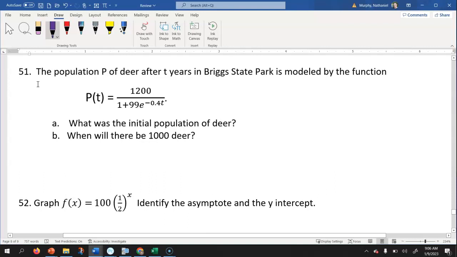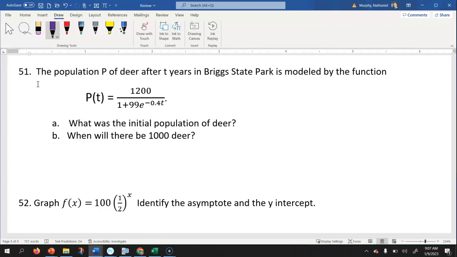All right, so for this one, we're going to look for the initial population of deer. The initial population represents when no time has passed by. So t in this problem represents the time, and P of t represents the total after a period of time. So what is the initial population of deer? It is not 99. Do not make that mistake. On a multiple choice test, chances are that would be one of the choices. So please do not be deceived by that.